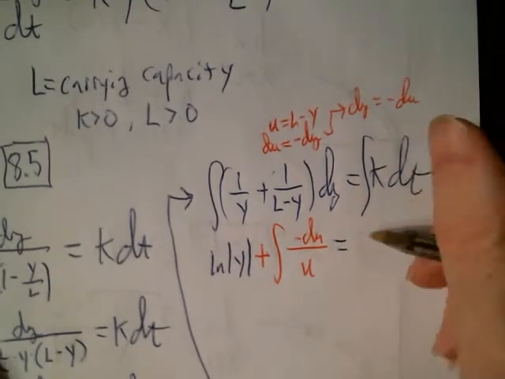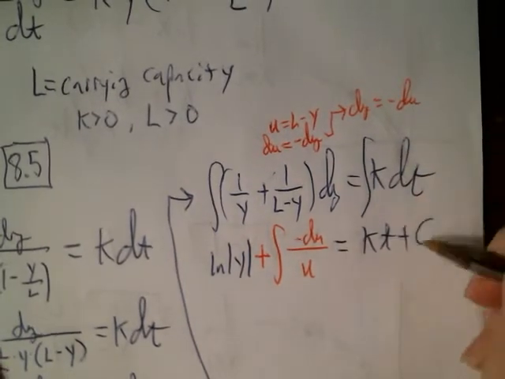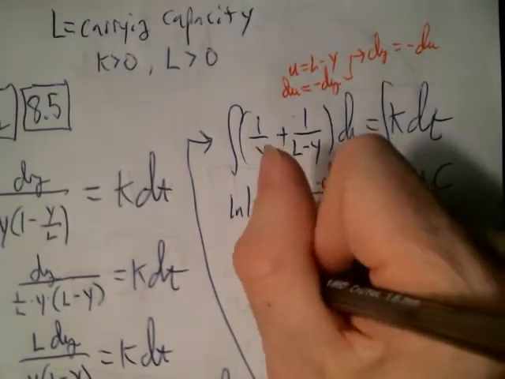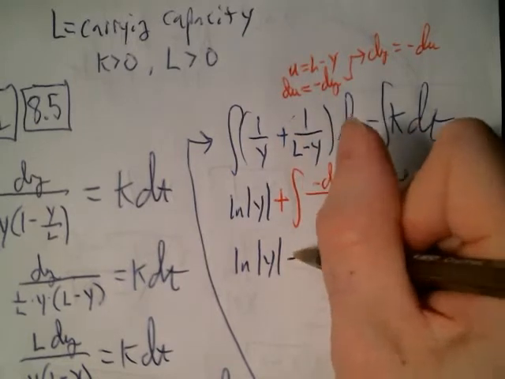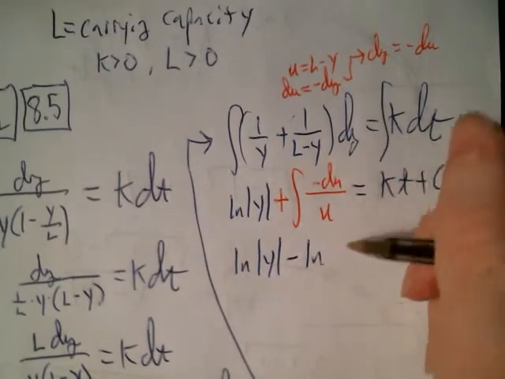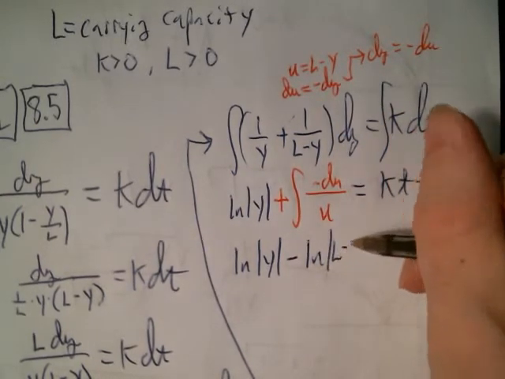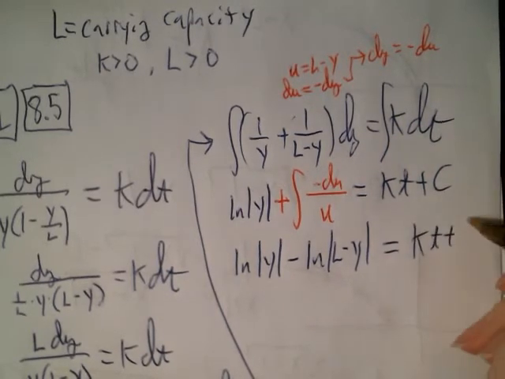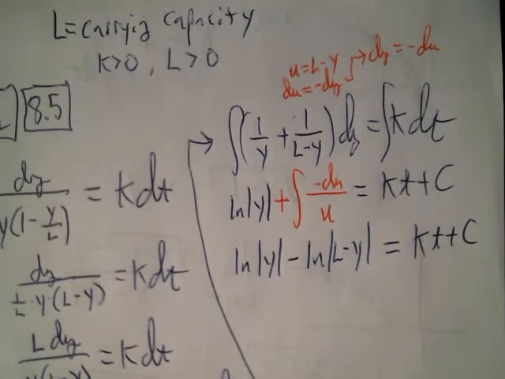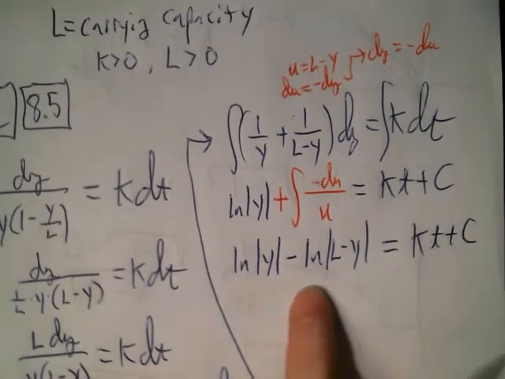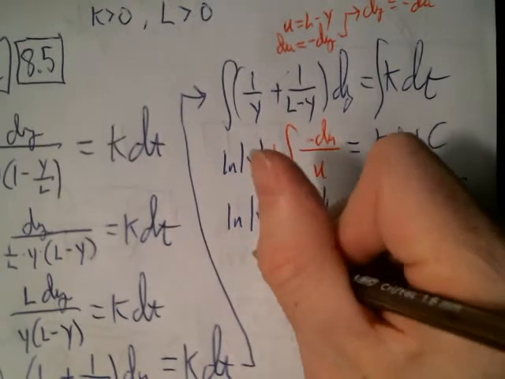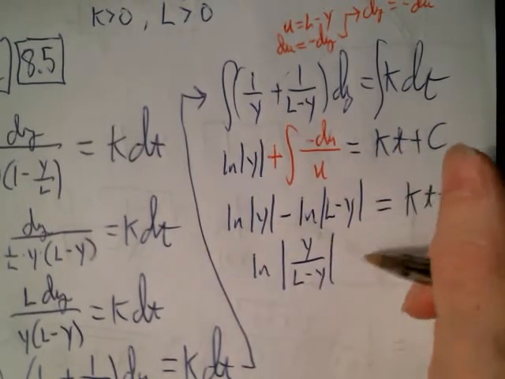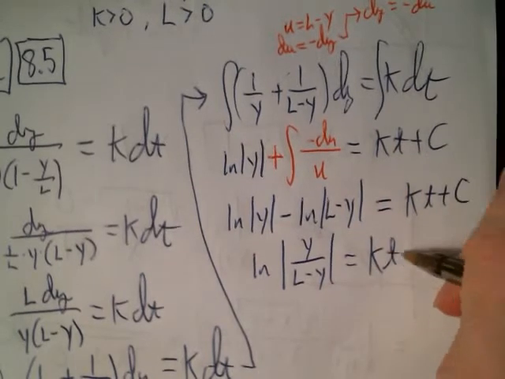Of course, on the right-hand side, we have kt plus c. This then is just our natural log integral. So you have the ln of the absolute value of y minus the ln of u, and of course u was L minus y, and that'll equal kt plus c. Then we could use properties of logarithms to combine these guys into the ln of the absolute value of y all over L minus y equals kt plus c.